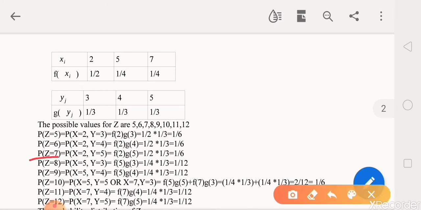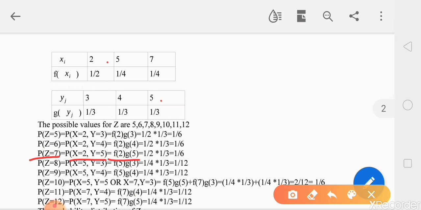Probability when z equal to 7. Z equal to 7 is the possibility when x equal to 2 and y equal to 5. Probability for x equal to 2, y equal to 5 is the product of f of 2 and g of 5. Since x and y are independent random variables, substitute the probabilities. You will get the probability for z equal to 7 to be 1 by 6.